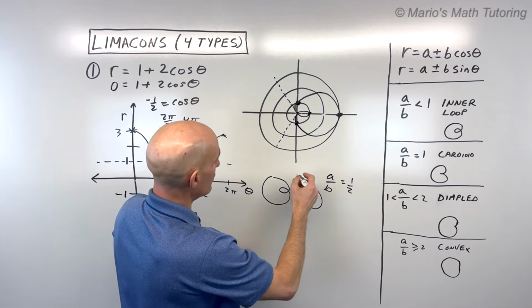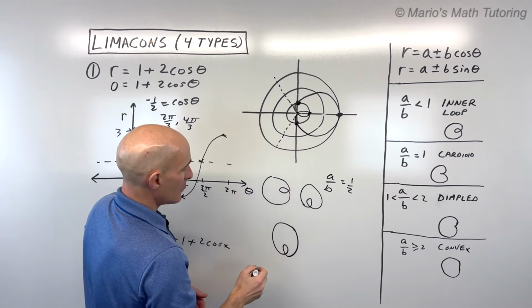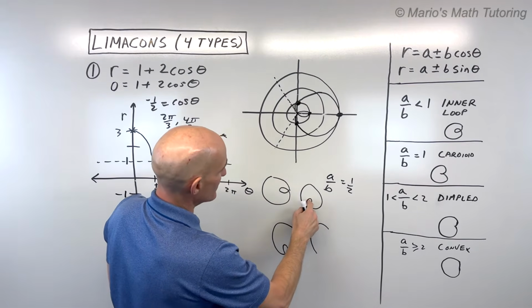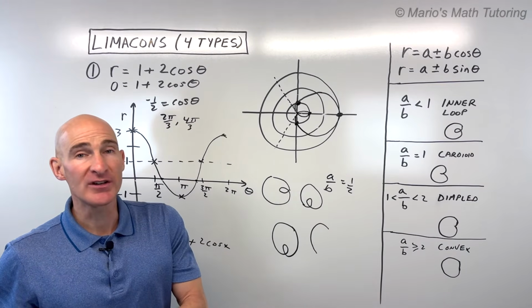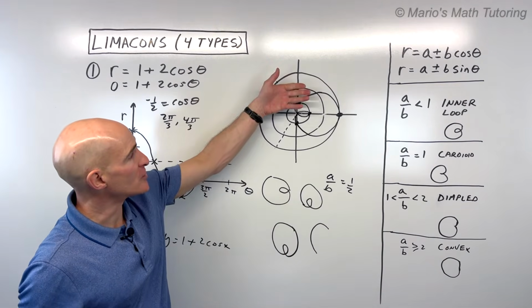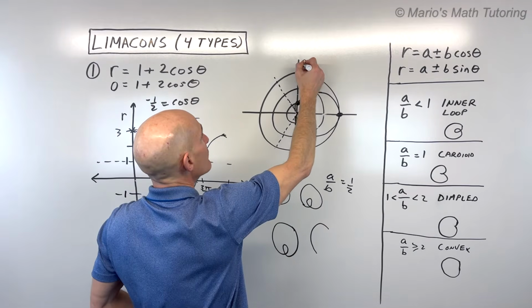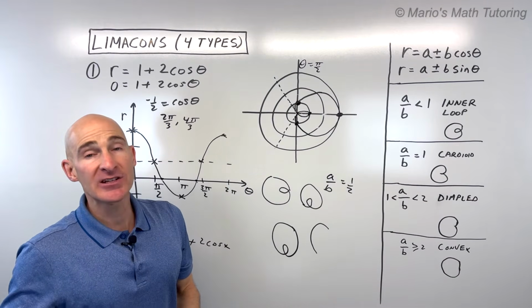Okay. Or it could look like this. Oh, I kind of did the same one. So basically you could flip this. You could have it where this inner loop is up here and it's been reflected. So those are all the different types of the ones that have an inner loop, whether it's a reflection over the polar axis or the line theta equals pi over 2, this y-axis here. Let's take a look at the next type.